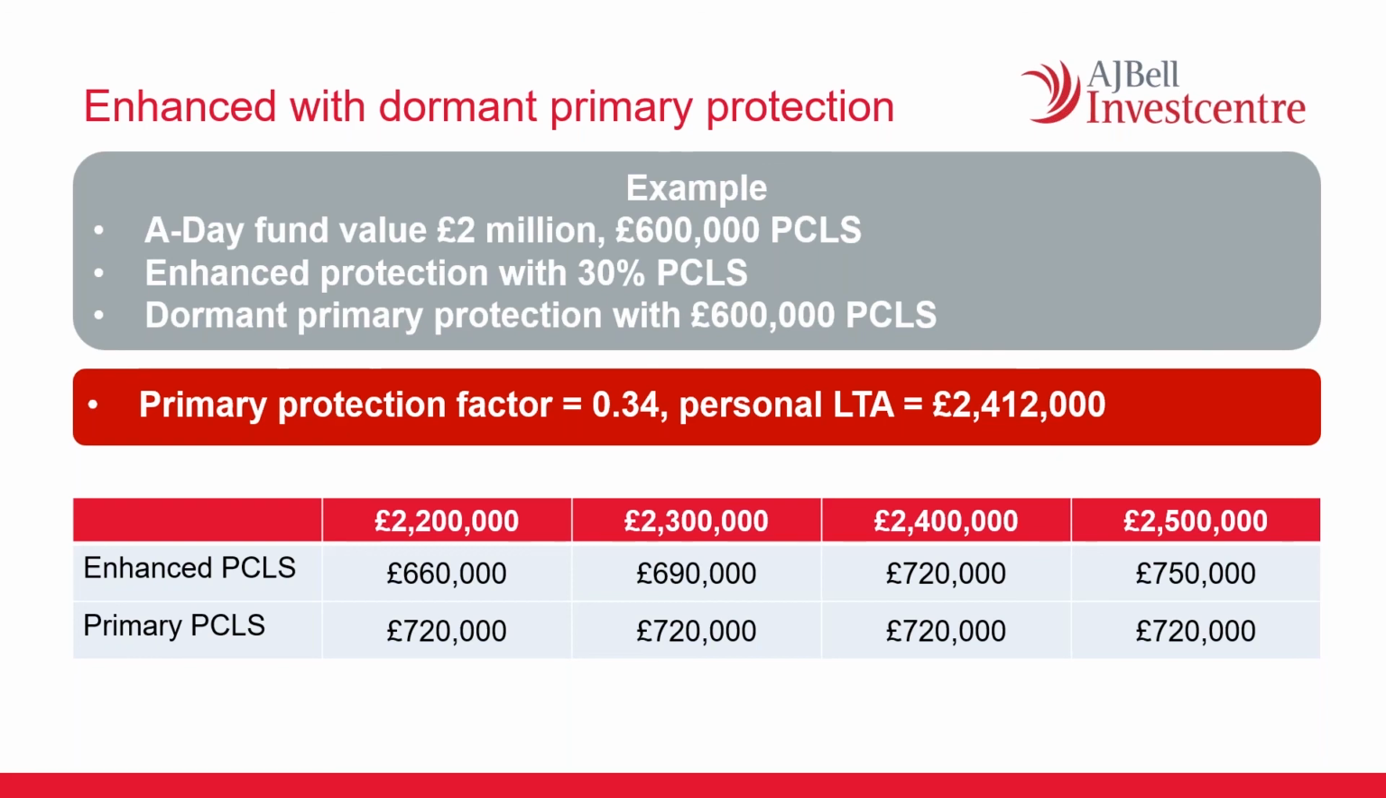Obviously the same again, still better with primary if your fund's 2.3 million. 2.4 million is kind of your break-even point where your PCLS is the same either way. And obviously once your fund grows above that level, first of all, your enhanced protection is going to give you more PCLS, and you wouldn't want to do the primary at that point once you're over your personal lifetime allowance, because you can start hitting lifetime allowance charges.